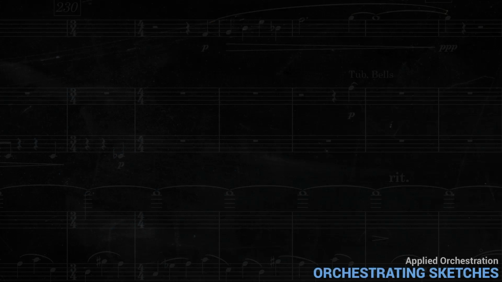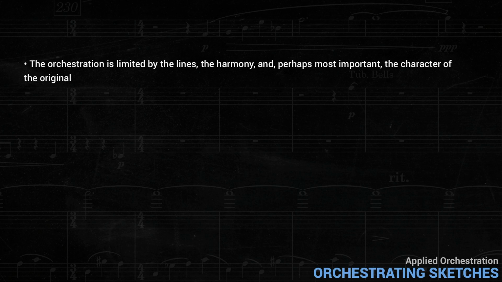In our last lesson, we looked at how to go about orchestrating piano music. While this is a useful exercise, it imposes an important constraint that's quite different from what a composer faces every day. The orchestration is limited by the lines, the harmony, and perhaps most important, the character of the original. In this lesson, we'll look at a different kind of orchestration exercise that doesn't have this problem.